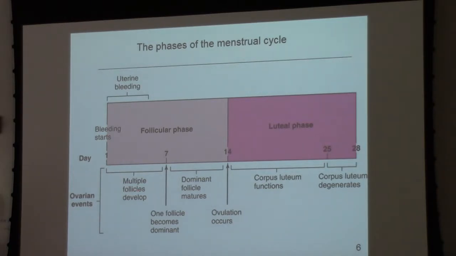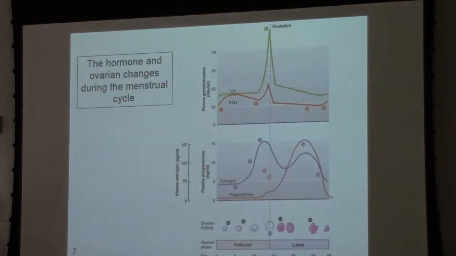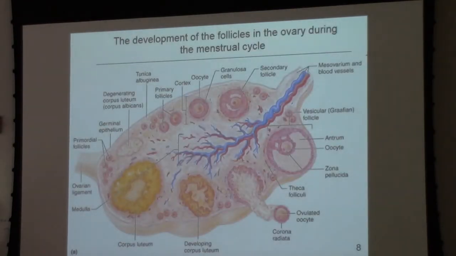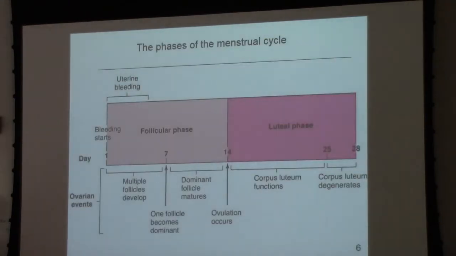And I'll show you another slide that has this more in a graphic cartoon version. This is the timeline version. So we've got a timeline version, and then I'll just show you what's coming up: a graphic of the ovary. So let's go back to the timeline. Uterine bleeding, during which multiple follicles develop.